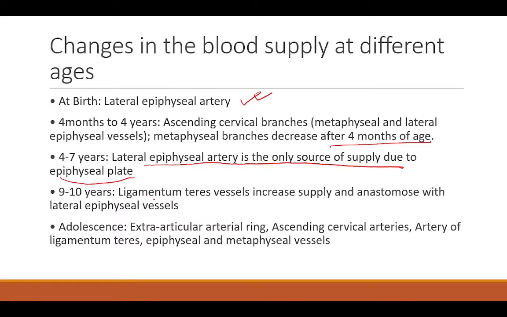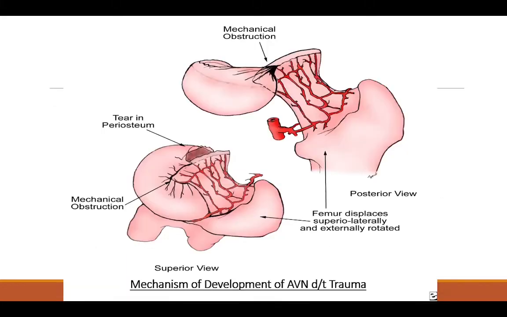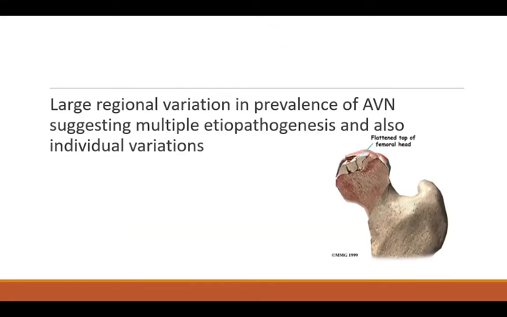From 9 to 10 years, ligamentum teres vessels increase the supply and anastomose with the lateral epiphyseal vessels. In adolescence, the extra-articular arterial ring, ascending cervical arteries, artery to the ligamentum teres, and epiphyseal and metaphyseal vessels all supply the femoral head. In cases of trauma, as we discussed earlier, the subsynovial vessels are disrupted, causing AVN. There is a large regional variation in the prevalence of AVN, which suggests a multiple etiopathogenesis and also individual variations in the development of this disease.